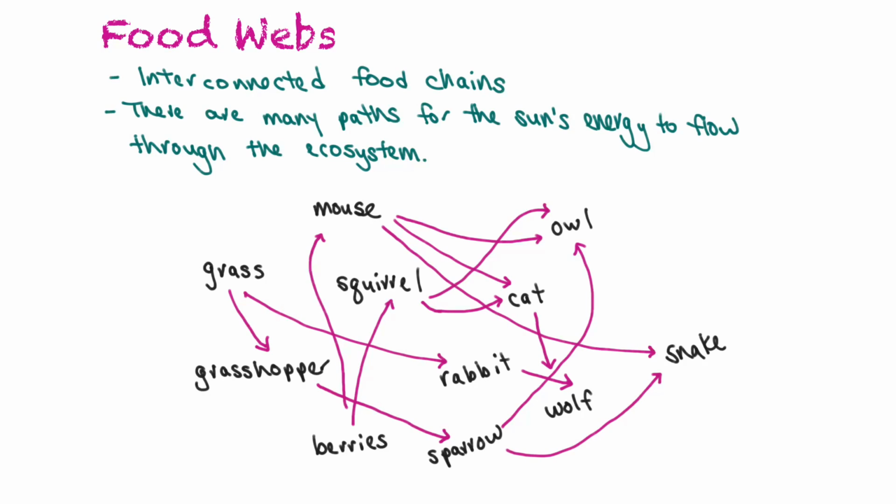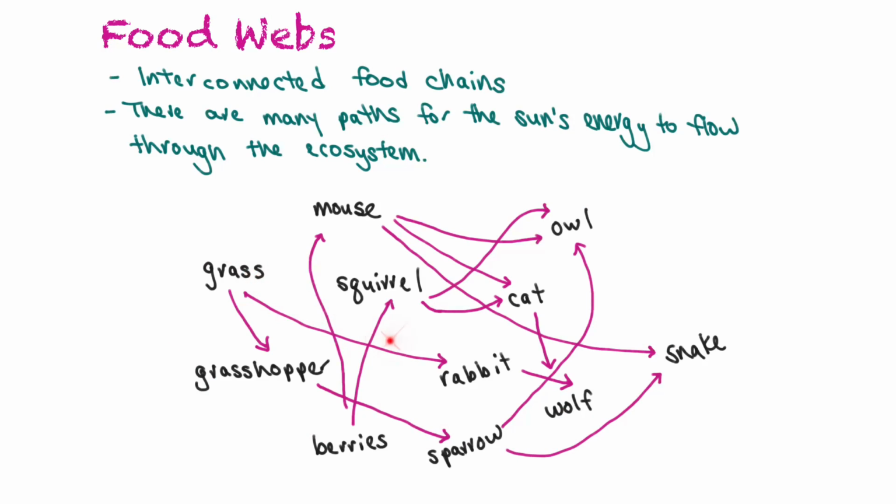Now, in ecosystems, it's not just simple food chains. Food chains actually interconnect to form food webs. So in some instances, one organism could be the second trophic level, or it could be the third or the fourth, depending on what it's eating. So if we look here, this is a whole mesh of food chains.